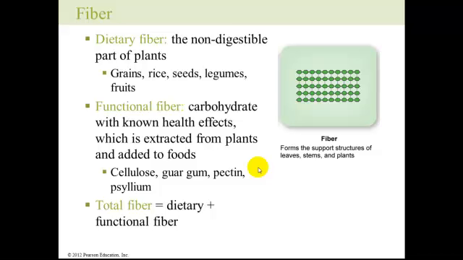Now, there's also something called functional fiber. This is a type of carbohydrate, a type of fiber that has some sort of known health benefit. Functional fiber would be things that would be added in terms of fiber supplements. If you see something that has fiber added to it or it's fiber fortified, if you've heard of things like Metamucil, which is a fiber supplement, that would be psyllium fiber. There's also cellulose, guar gum, and pectin. These are all different kinds of functional fiber.